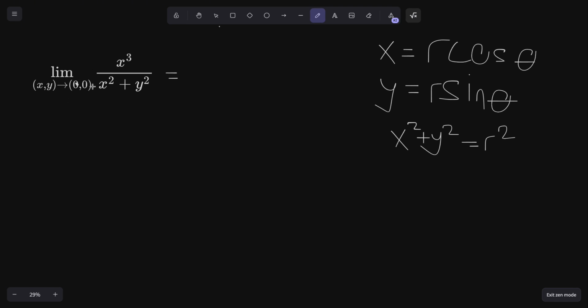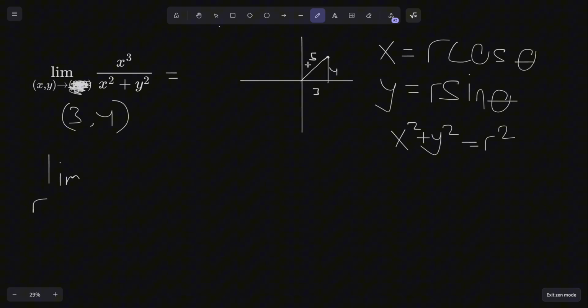So let's say that if we did not approach 0, 0, and instead the x and the y values approached 3, 4. Now we run into a problem when we try to do this limit. Let's say we were trying to do this limit when x, y is approaching 3 and 4. Let's graph this out. So 3, 4 is right here. We're essentially finding the limit as the radius of this, because this is a 3, 4, 5 right triangle, approaches 5.